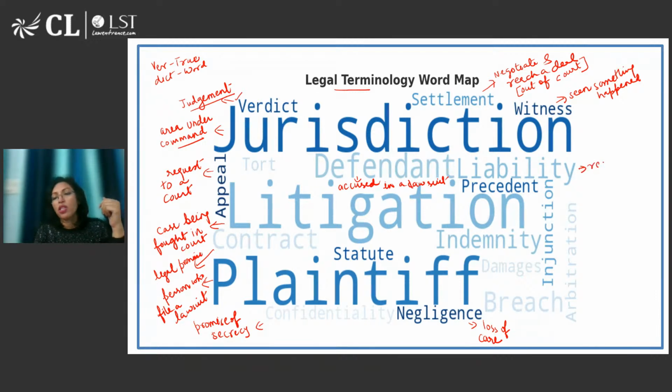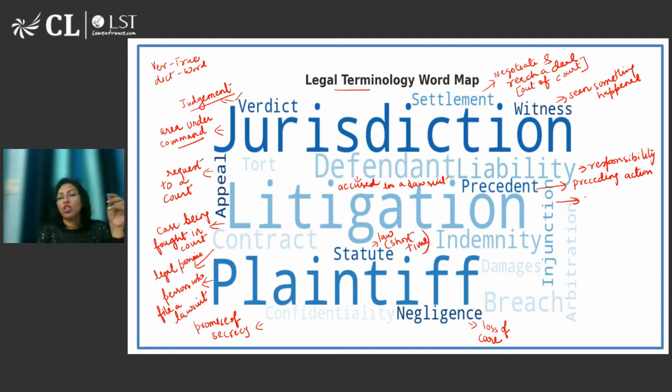Liability is your responsibility, what you are liable for, what you have to pay. Precedent is an incident that has already happened from where you take your cues. So it is a preceding action, something that has already happened, that is a precedent. Statute is a law. It's generally a short term law that is only in existence for a short time. Okay, so that is a statute.